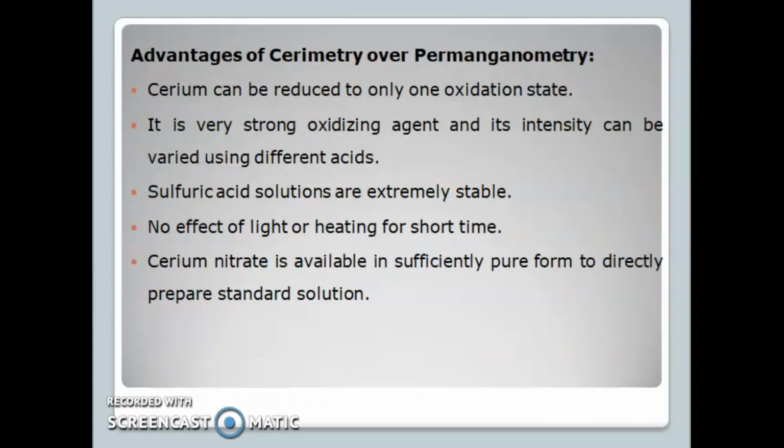Now we will see the advantages of this cerimetry titration over permanganometric titration. First of all, cerium is reduced to only one oxidation state. Second, it is a very strong oxidizing agent and its intensity can be varied using different acids. Sulfuric acid solutions are extremely stable, that's why we will prepare this in sulfuric acid. There is no effect of light or heating for a short time. Again, ceric nitrate is available in sufficiently pure form to directly prepare a standard solution.